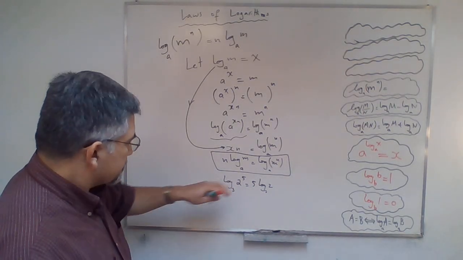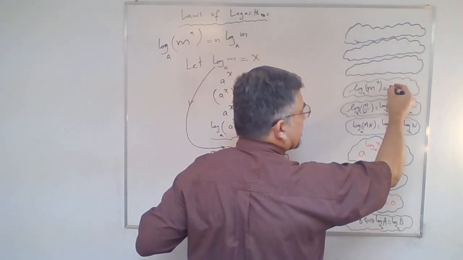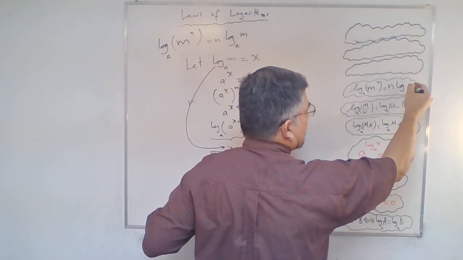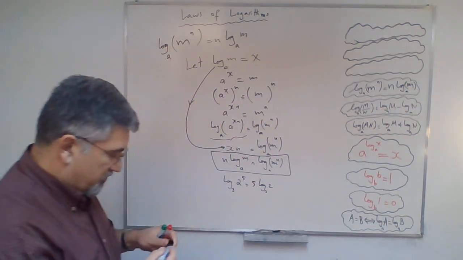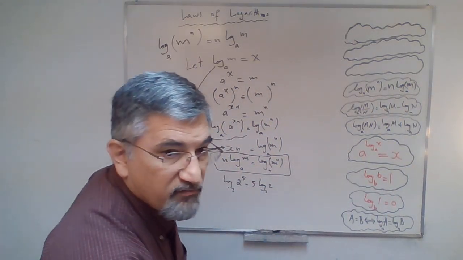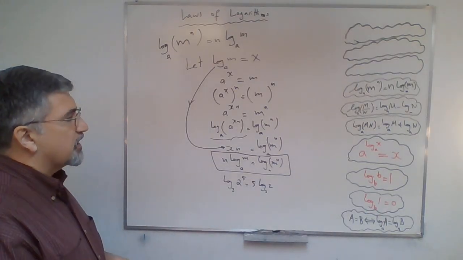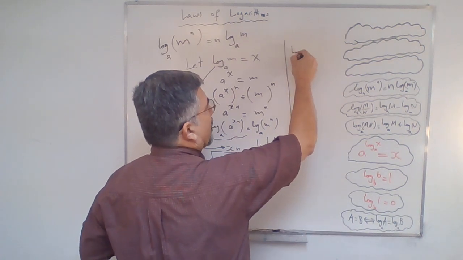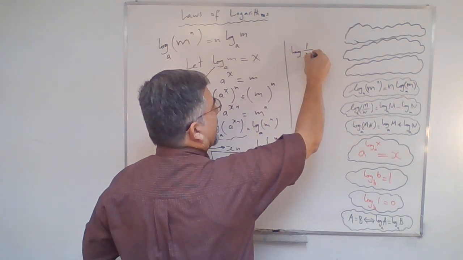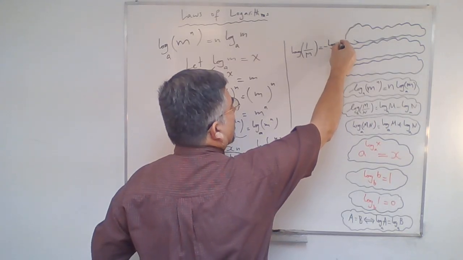Okay, so now we learned this other formula. I'm going to write it down here: n times log of m base a. So that's another formula. It's called the power law of logarithm. That's the name of it. Do we have other formulas I can think of? Perhaps I can give you another formula. Log of 1 over m equals negative log of m.